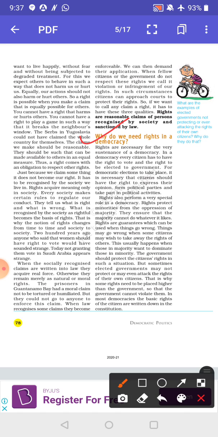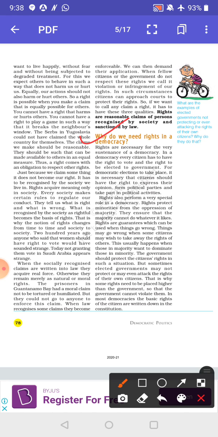Governments have laws that protect citizens' rights in such situations. But sometimes the elected government may not be able to protect the rights of its own citizens. That is why these rights need to be placed even higher than the government, so that even the government cannot violate them. In most democracies, the basic rights of citizens are written down in the constitution, and in our country too, our democratic rights are written in our constitution.